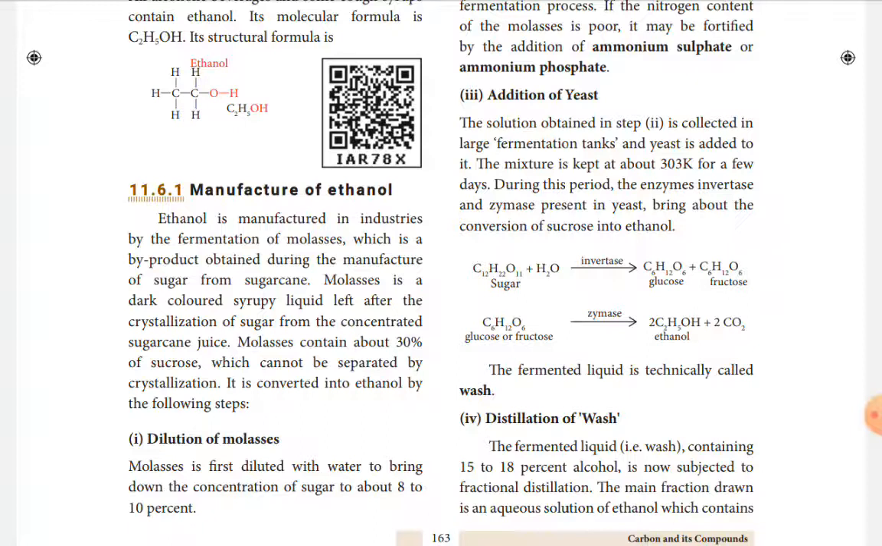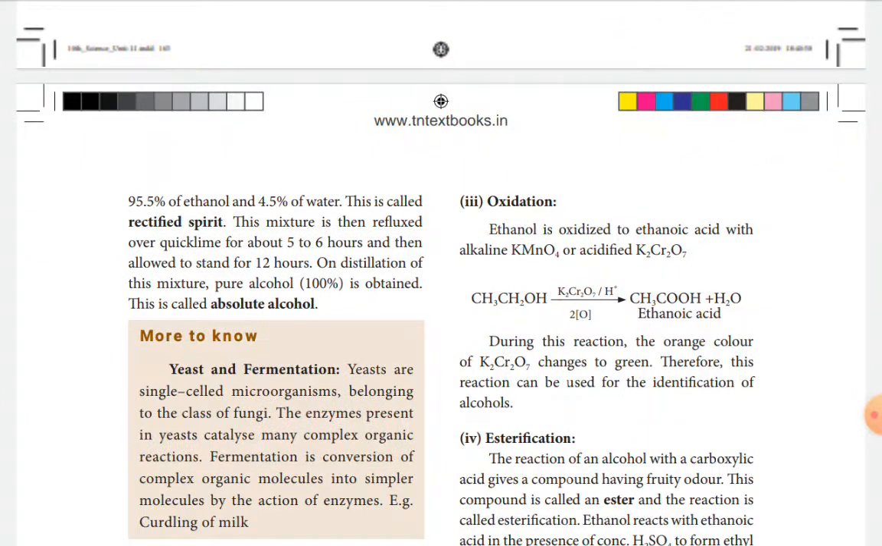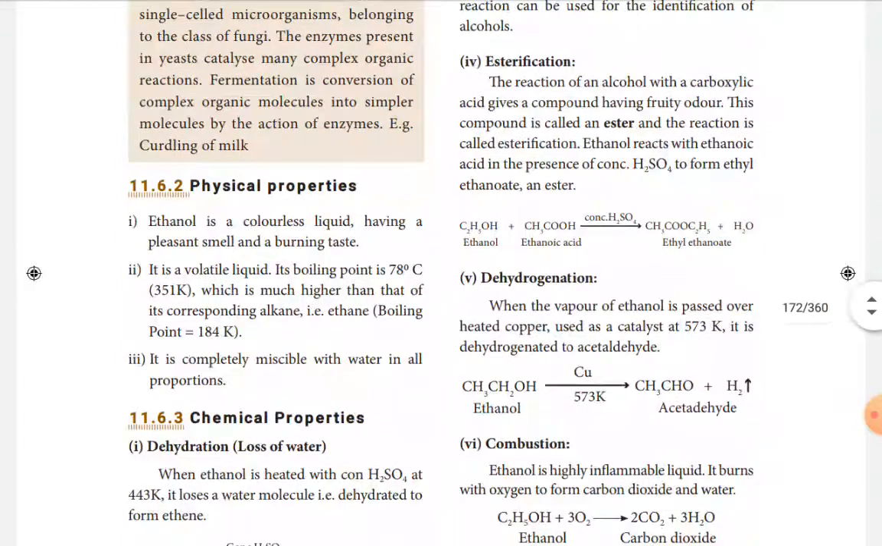This contains a very small quantity of alcohol, 15 to 18%, which is called wash. Then it is fractionally distilled to get rectified spirit, which contains 95.5% ethanol and 4.5% water. Then it is further refluxed over quicklime and left for 12 hours to get pure 100% alcohol, called absolute alcohol. Now we are going to study the physical properties.